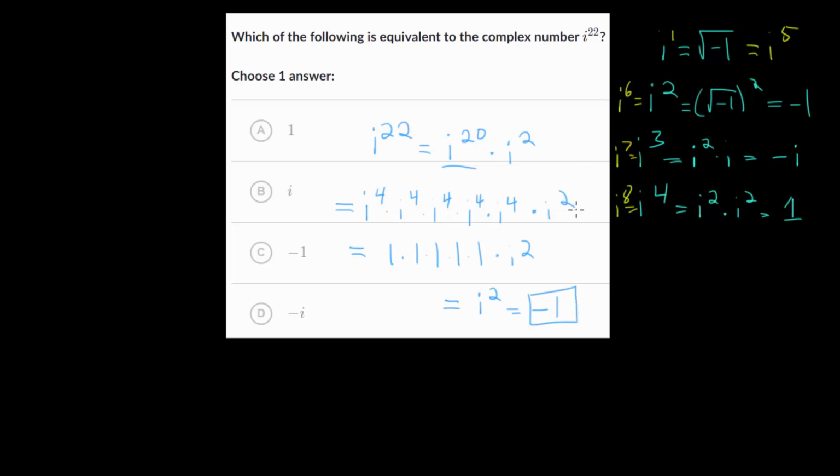Now, instead of writing all this out, what we could have done is write this as i to the 4th power raised to the 5th, multiplied by i squared. And of course, i to the 4th is 1, and 1 to the 5th power is also 1. So you still get the same answer. You still get i squared, and then i squared is -1. So to answer this question, it's choice letter C, -1.